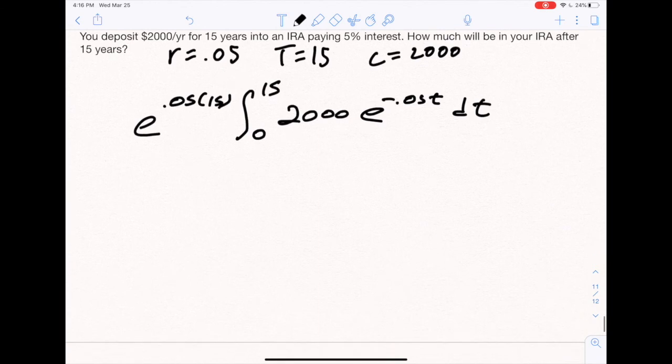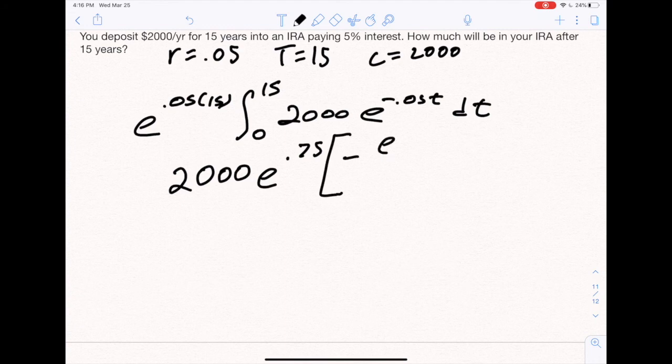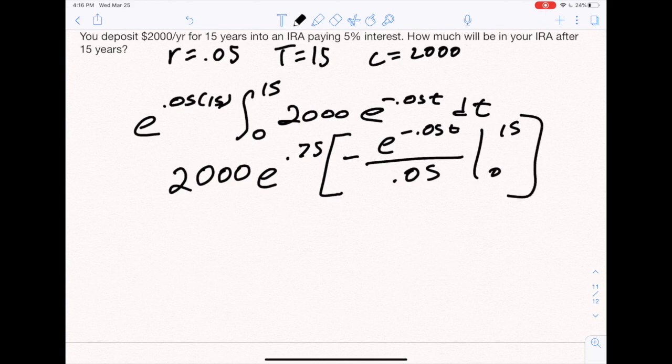This ends up working out to be 2,000, because we can always pull the constant out, times e to the 0.75 times negative e to the minus 0.05t over 0.05 evaluated from 0 to 15. So again, that's 2,000 times e to the 0.75 times minus e to the minus 0.05t over 0.05 evaluated from 0 to 15. And if you plug that into a calculator, you'll end up with $44,680.00.